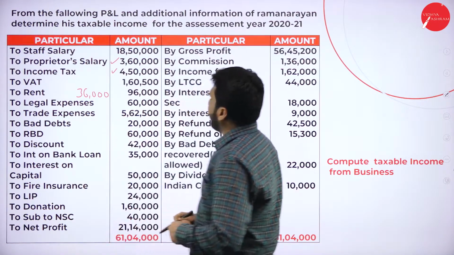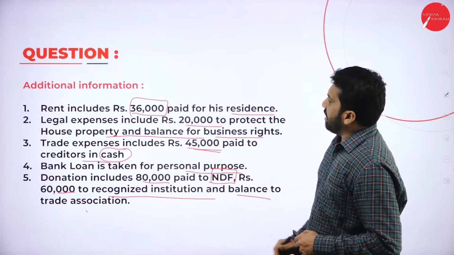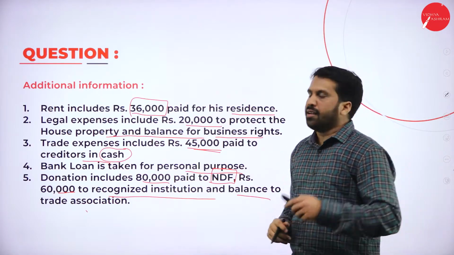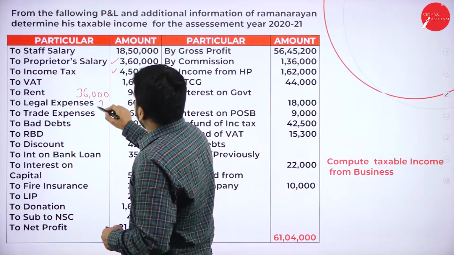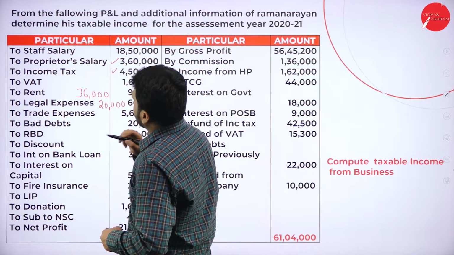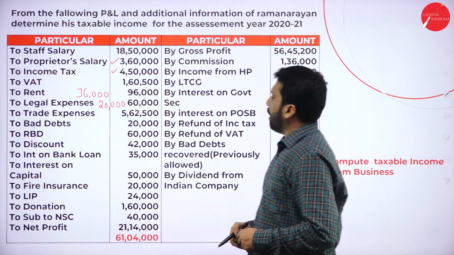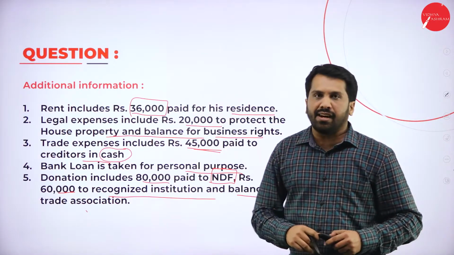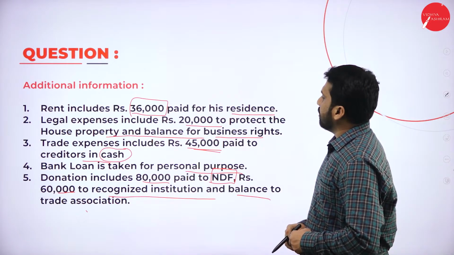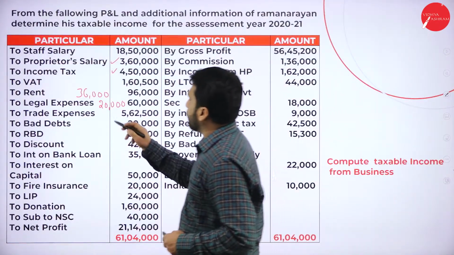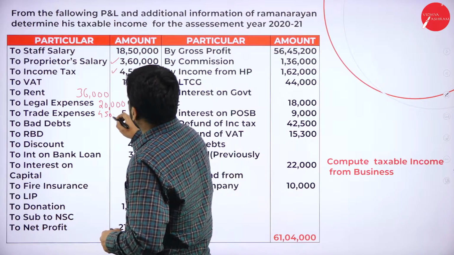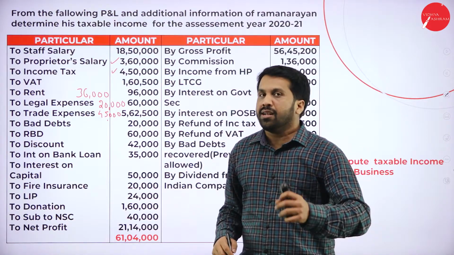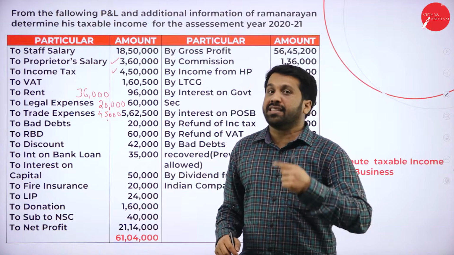36. Legal expenses, they have mentioned 20,000 to protect the house property. Take 20,000. Next, trade expenses, they have mentioned 45,000 paid to the creditors. Now, 45,000 we should consider. We are not taking 45,000 because of paying to creditor. We are taking it because it is paid by cash.